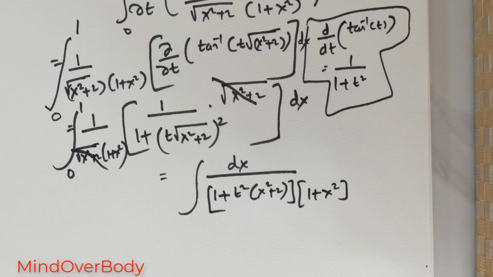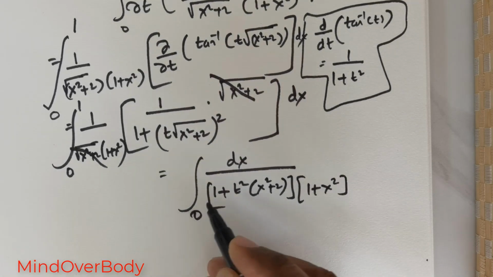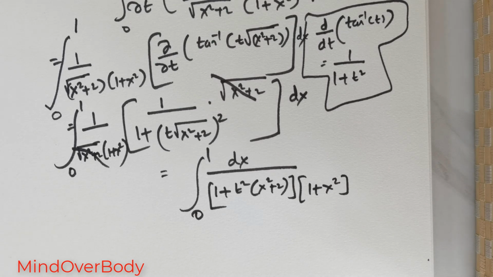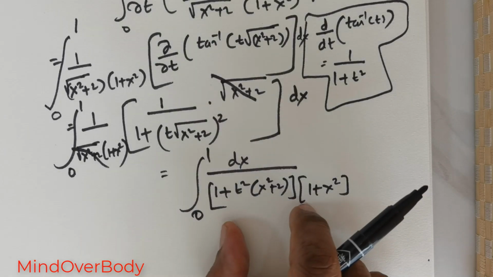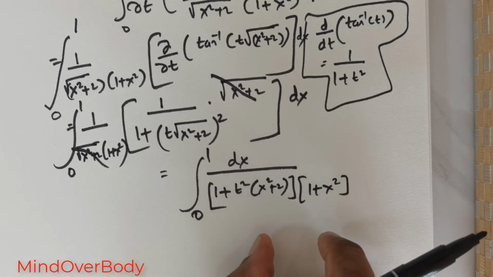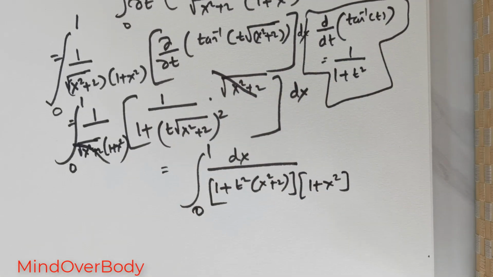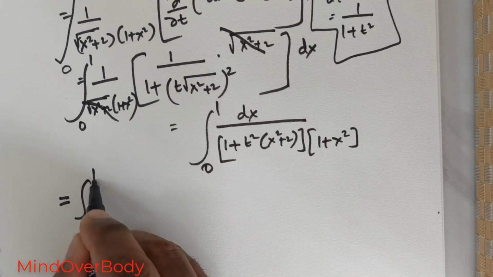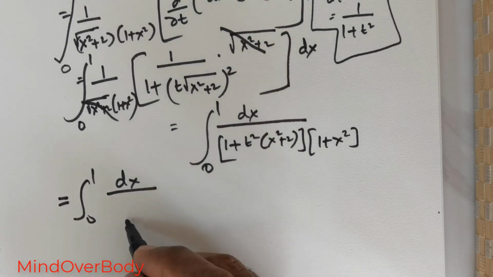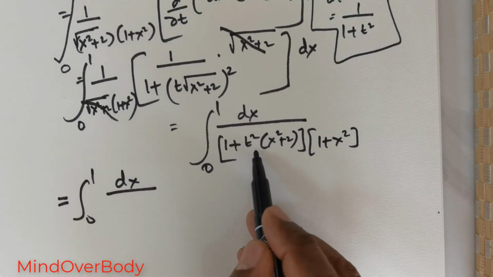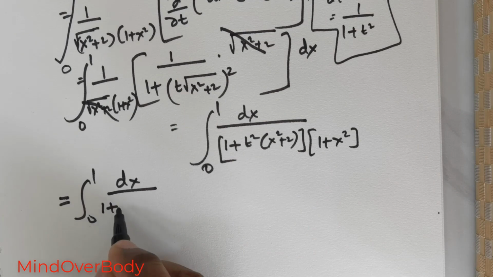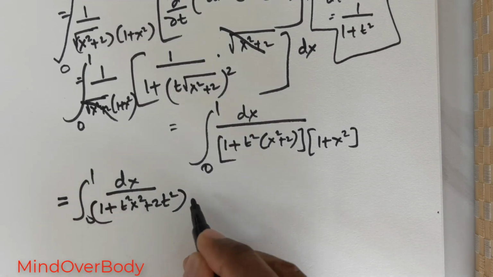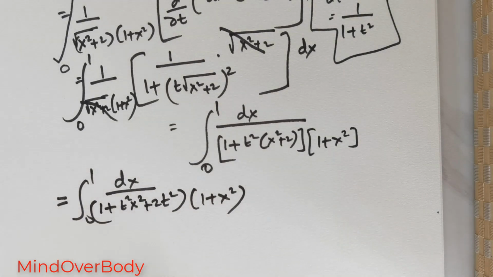So now what I wish to do is apply partial fractions, because without the application of partial fractions we wouldn't be able to separate them. So how are we going to apply partial fractions? Foremost, let me rewrite this integral from 0 to 1 of dx divided by this quantity. Let me distribute this. So this is going to be 1 positive t squared x squared positive 2 times t squared times 1 positive x squared.